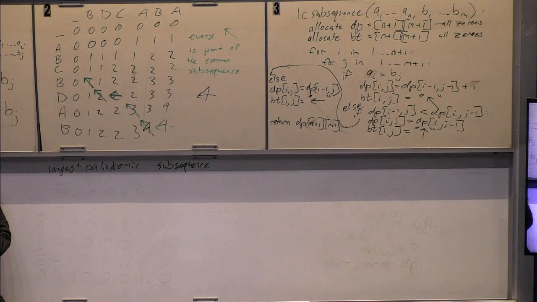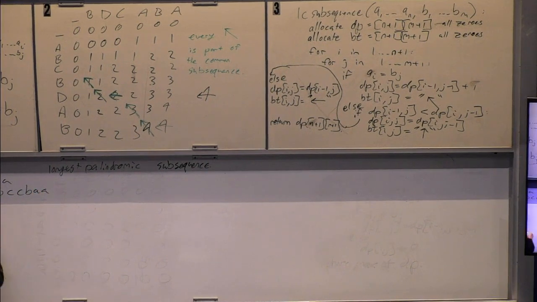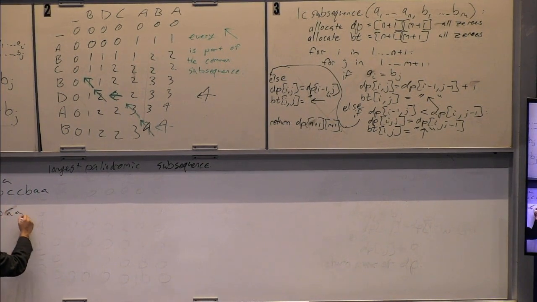So ABA, AAB, CBAA, the empty string, ABC. I just did that one. AAB, AA, right? These are palindromes. You reverse the string, it's identical, right?